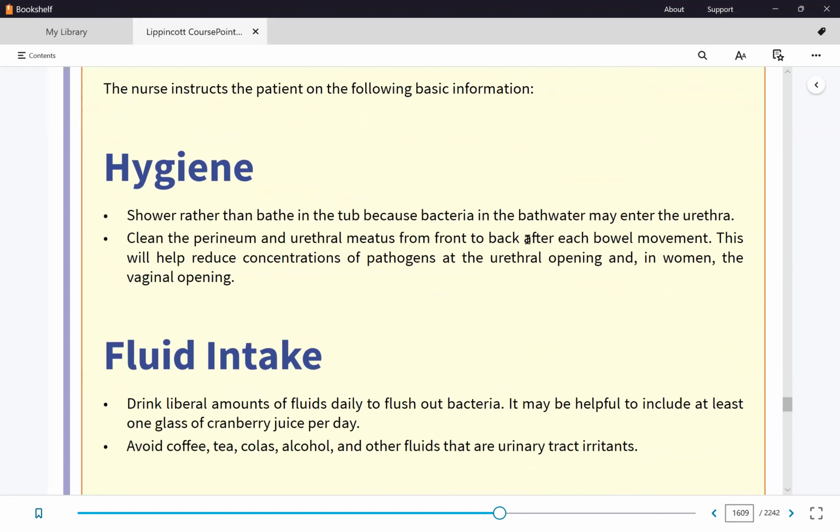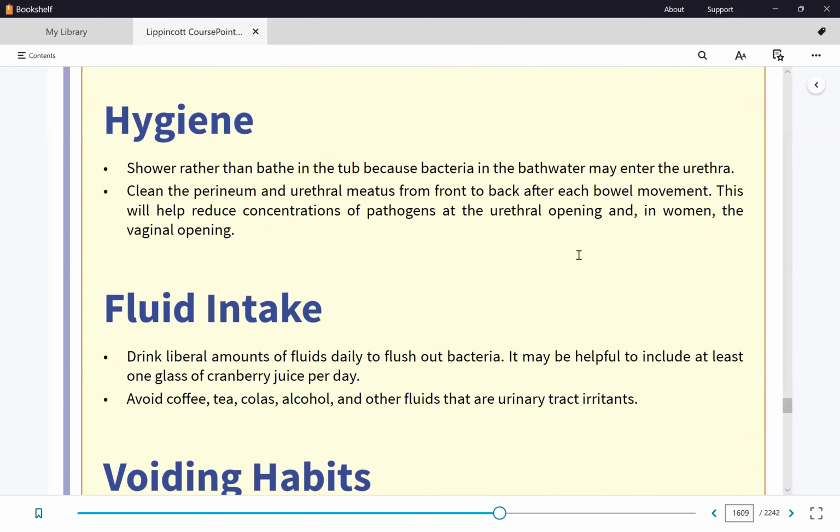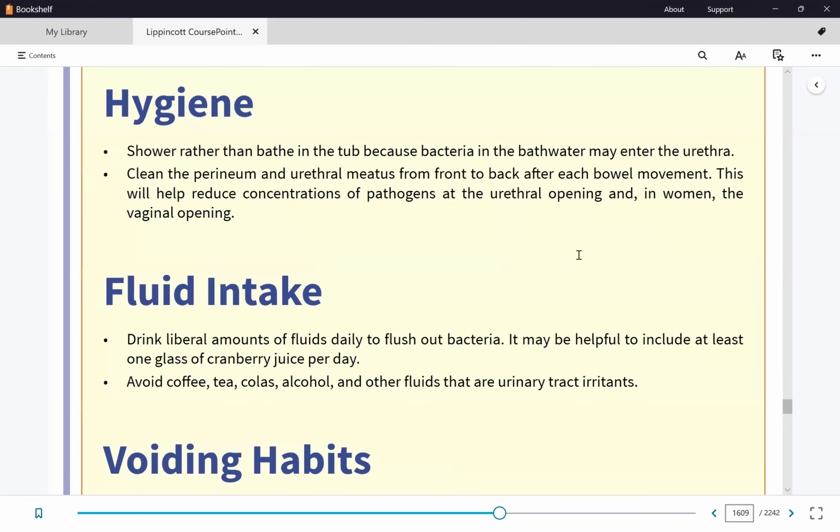So for hygiene, shower rather than bathe. Why? Because you're soaking in it. Plus, you don't really bathe for just a few minutes, right? You spend hours in the tub. Again, so clearly says back to front. Oh, is it front to back?